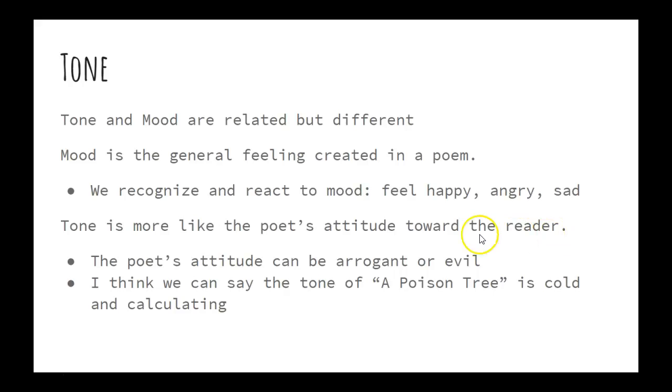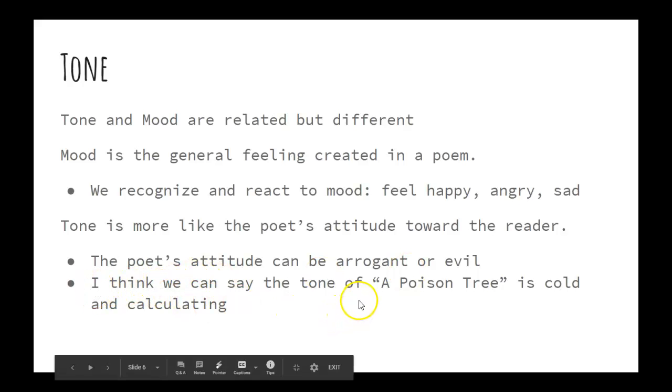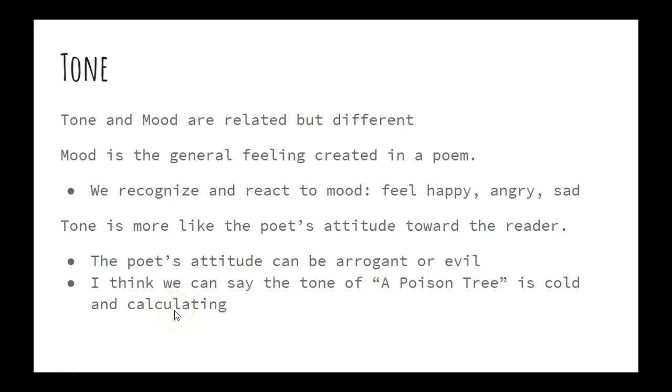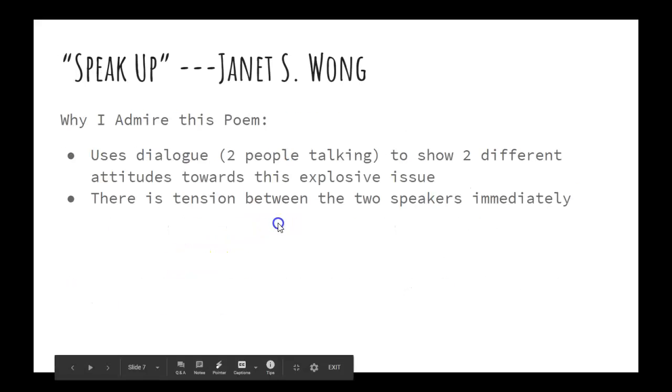And it's different than mood. So the poet's attitude can be arrogant or even evil. And you see that in this poem. So I think we can say that the tone of the poem, A Poison Tree, is cold and calculating. This guy is evil. He wants to get revenge on an enemy and he doesn't care anything else about it. So when you read the poem, think about that as you're doing this.